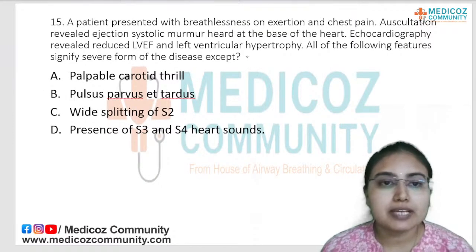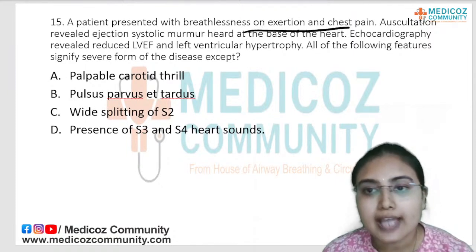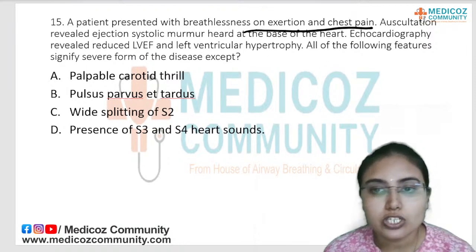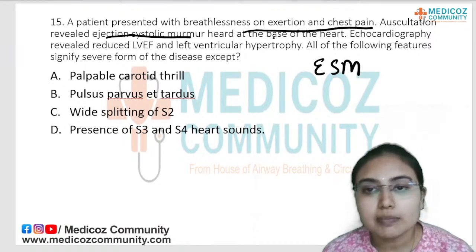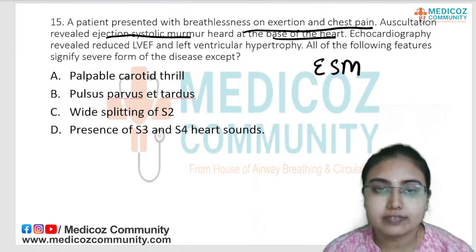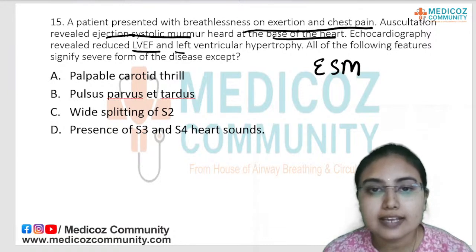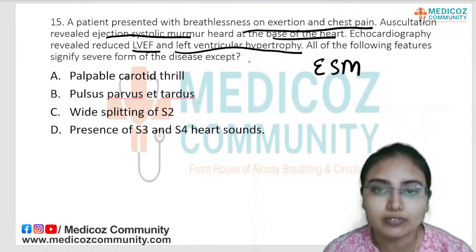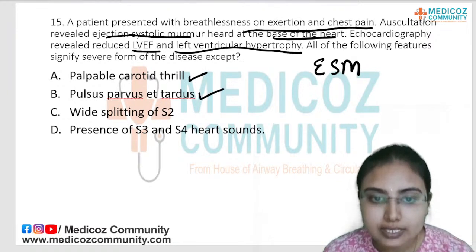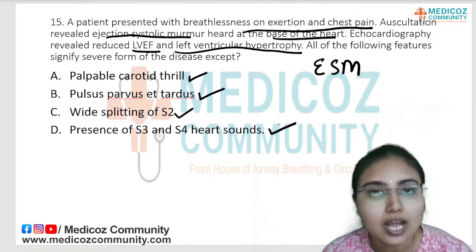Okay. So students, pay attention here. This is a clinical scenario where a patient presented with breathlessness on exertion and chest pain. Auscultation revealed what? An ESM. What is ESM? Ejection systolic murmur. It is heard at the base of the heart. Echocardiography revealed reduced LVEF, that is left ventricular ejection fraction, and left ventricular hypertrophy. All of the following features signify severe form of the disease except: palpable carotid thrill, pulsus parvus et tardus, wide splitting of S2, presence of S3, S4 heart sounds.